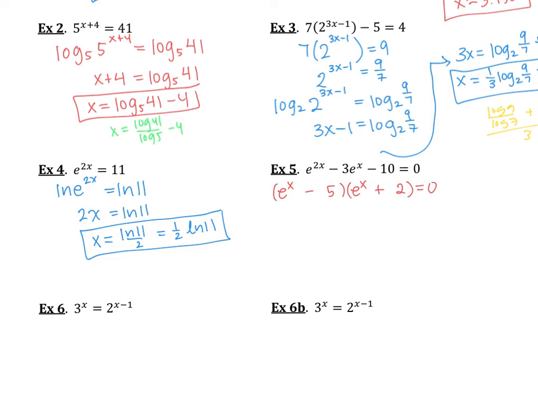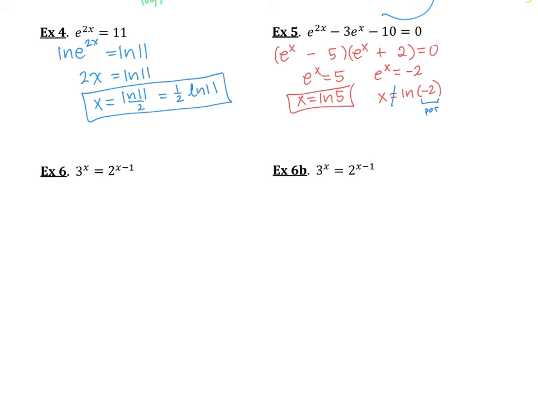Okay, if I set each of these equal to 0, then I would get e to the x equals 5, e to the x equals negative 2. I'm going to solve both of these because it looks like I'm going to get two answers. I'm going to do natural log. Okay, now before I continue, the natural log of 5, that's a good answer. The natural log of negative 2 is no good because this has to be positive. So it's not true that x is ln of negative 2. My only solution is going to be ln of 5.